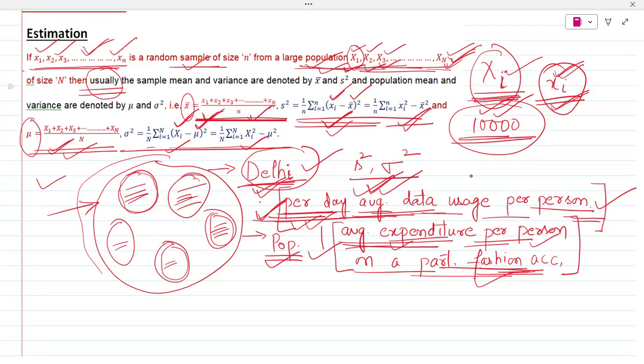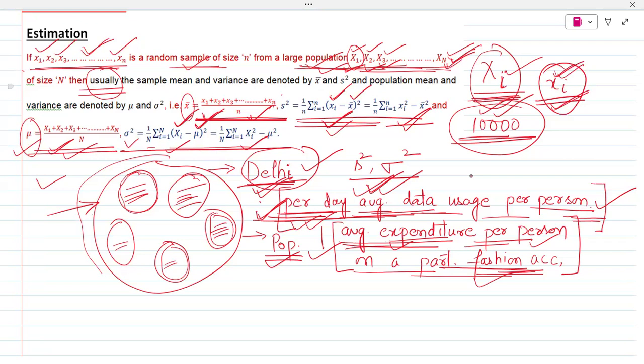Please mind that most of the time, not all the time, we will be using these symbols. One must be used to them: X bar will usually be our sample mean, s square our sample variance, mu the population mean, and sigma square the population variance.